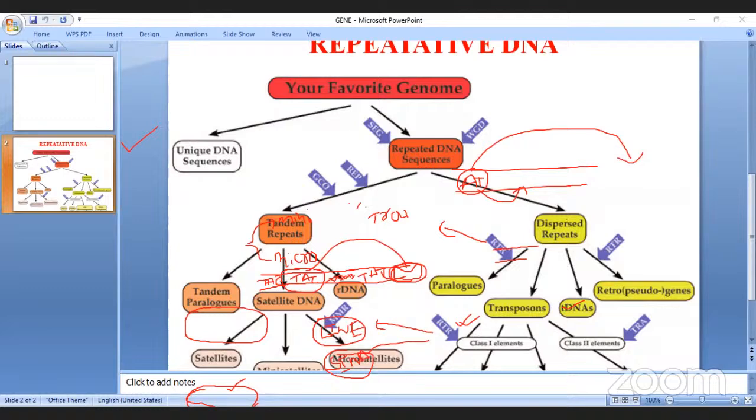But in the chart, repetitive DNA is given as tandem and dispersed. Tandem means highly repetitive DNA, and the second one, dispersed, means moderately repetitive DNA. That is the difference. Dispersed, another name is moderately repetitive DNA.